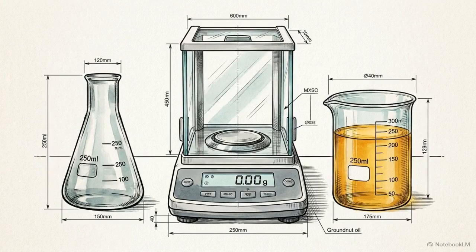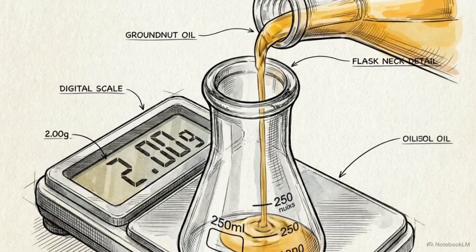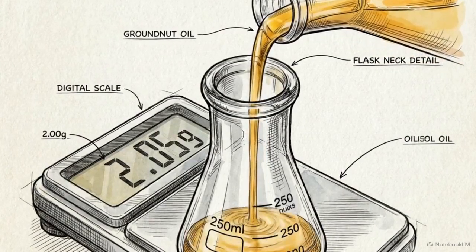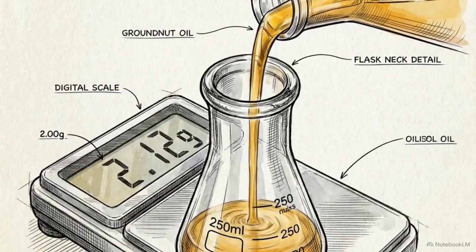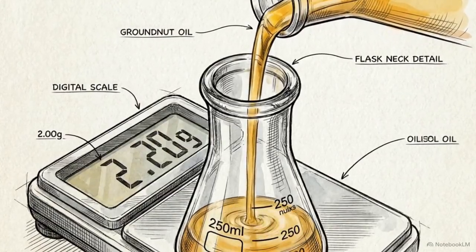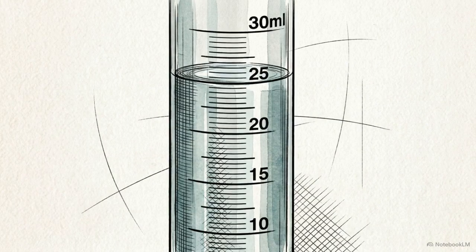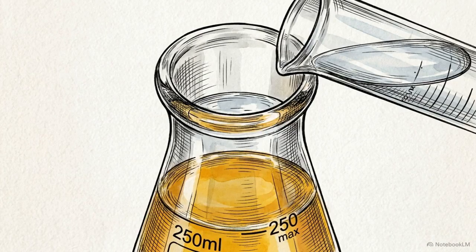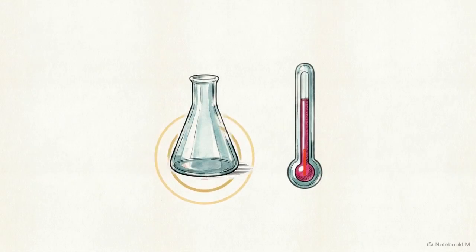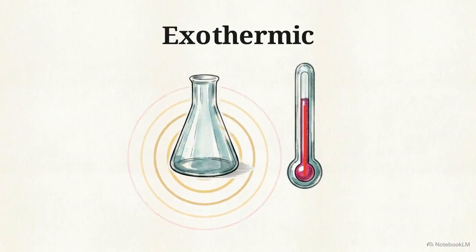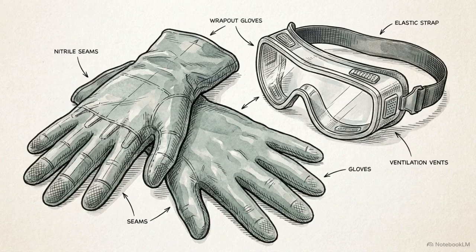Step 1 is sample preparation. We start by carefully transferring exactly 2 grams or 2 milliliters of our groundnut oil sample into a clean 250 milliliter conical flask. Next, we add exactly 25 milliliters of 0.5 normal alcoholic KOH directly to the flask containing the oil. Potassium hydroxide is highly reactive, and its dilution is exothermic, meaning it releases heat. Standard safety gear, including gloves and goggles, is mandatory to protect your eyes and skin from direct contact.